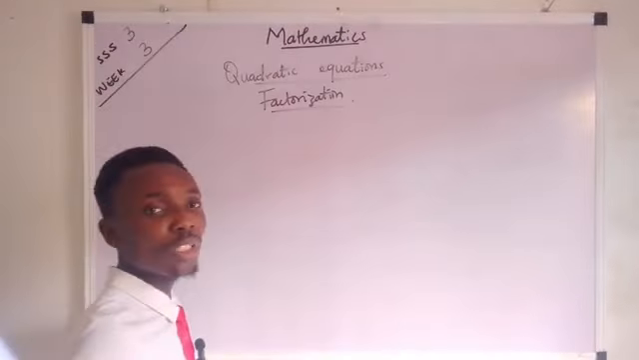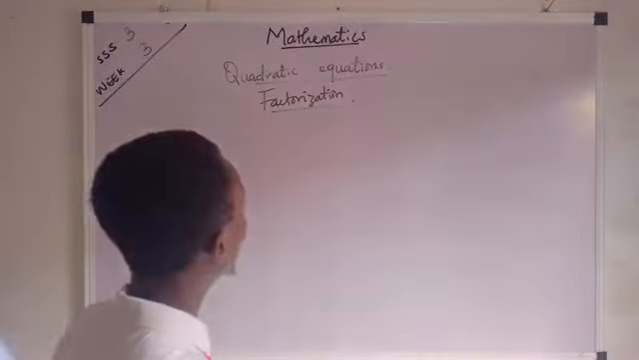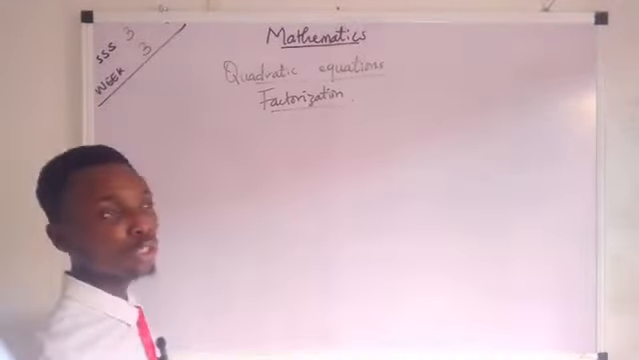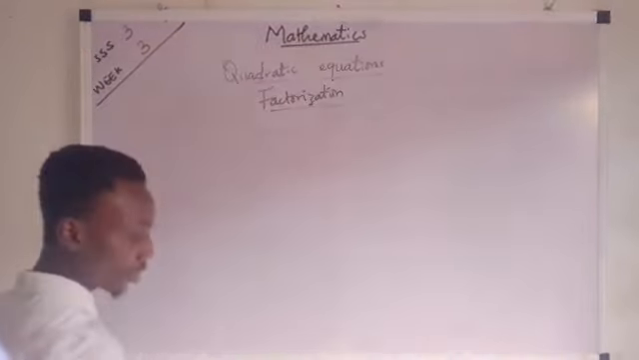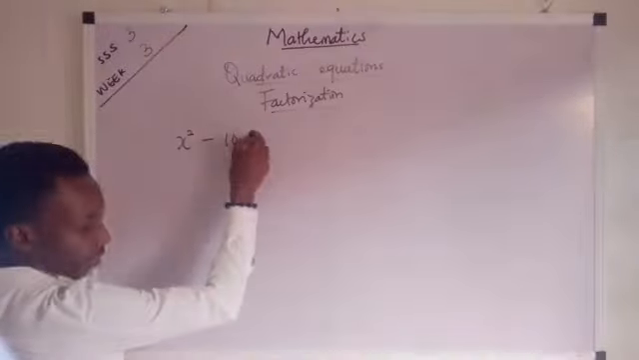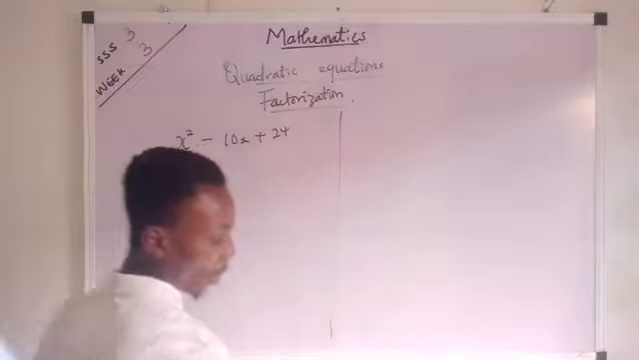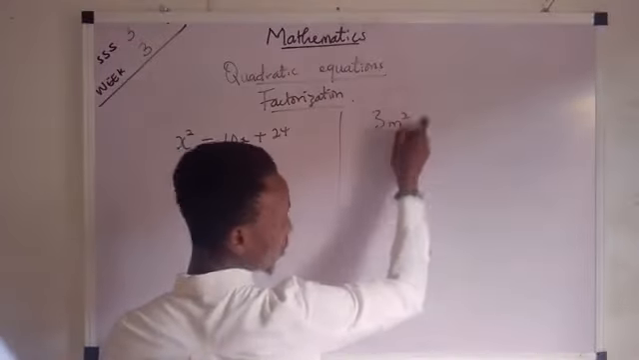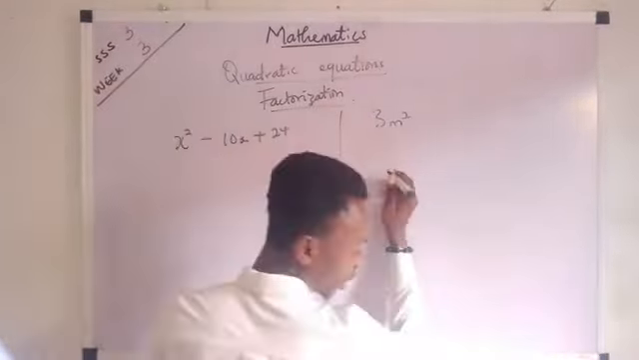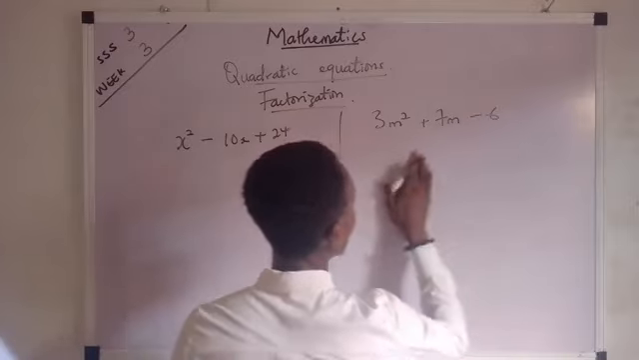And I'll be giving you the 2 different scenarios when we are factorizing our quadratic equations, for quadratic equations that can be factorized. For those that cannot be factorized, we jump straight to using the quadratic formula. Do take notes. Now we have x squared minus 10x plus 24. And then we also have 3m squared plus 7m minus 6. Now it doesn't have to be x all the time.